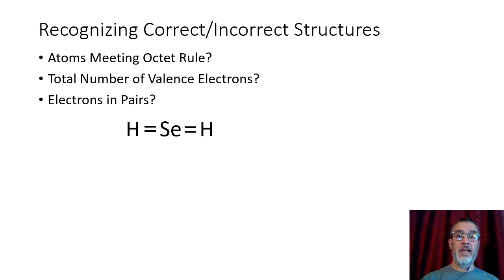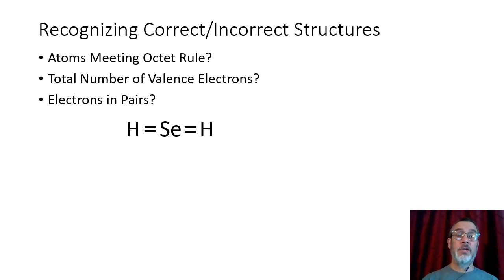So let's take a look at selenium with 2 hydrogens, SeH2. Now, if I take a look at the selenium and I want to know if the atoms are meeting the octet rule, the selenium has 2, 4, 6, 8. If I take a look at each bond as 2 electrons, then I'm counting 8 electrons that the selenium is associated with. So that selenium is meeting the octet rule. However, if I look at the hydrogens, each hydrogen has a double bond, which is impossible for hydrogen because that would be 4 electrons.